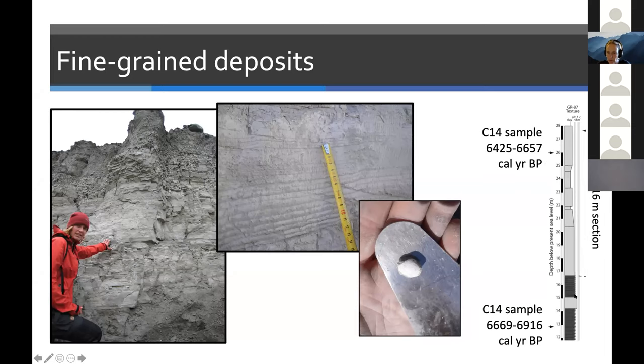But in this 13 meter section, we have these two C14 samples. And what it shows you is that there's very little time difference between these two fine-grained samples. They're only a few hundred years apart at best. And so 13 meters of sedimentation in maybe 300 years. So really rapid sedimentation rates.